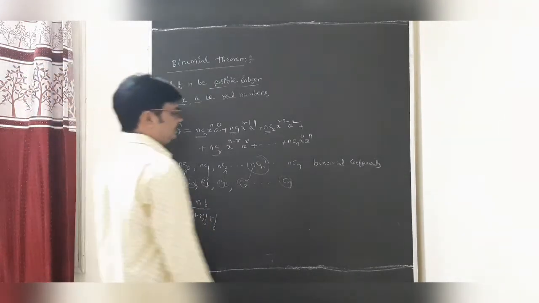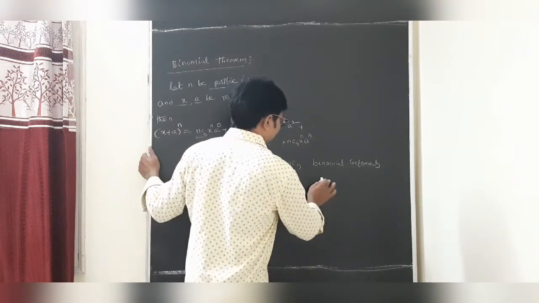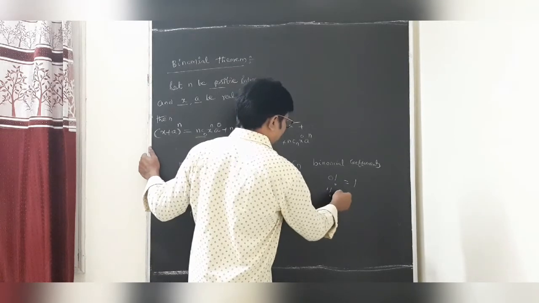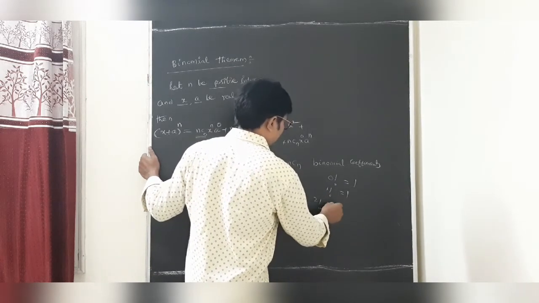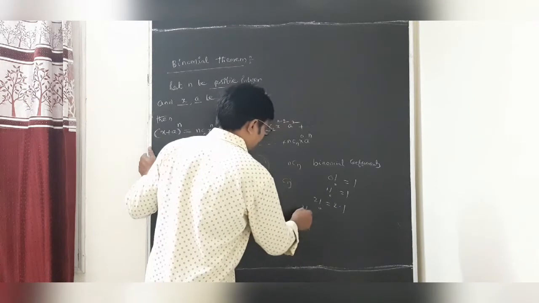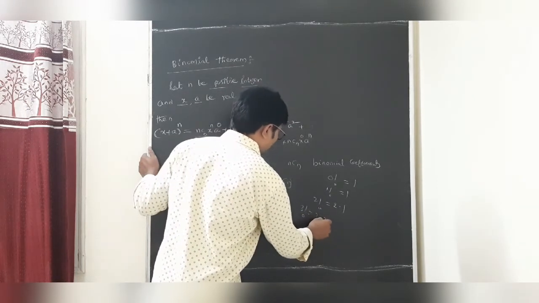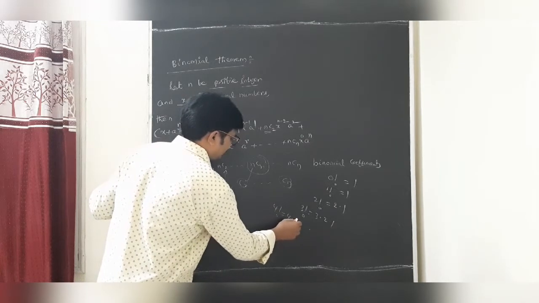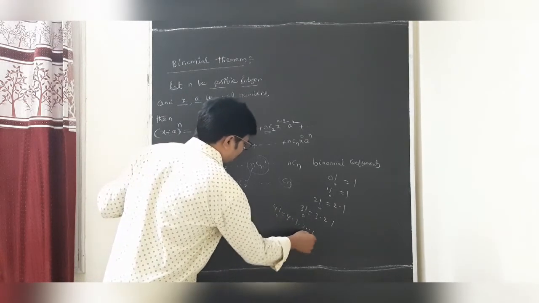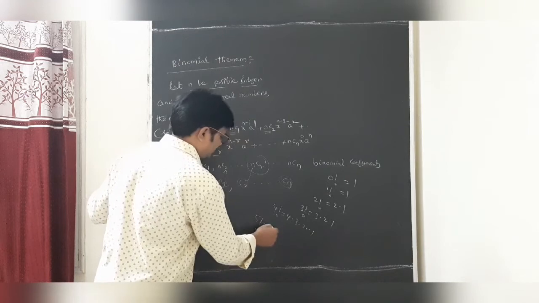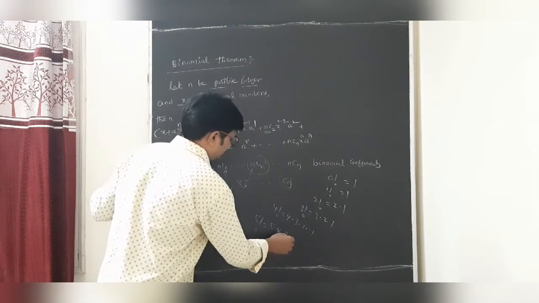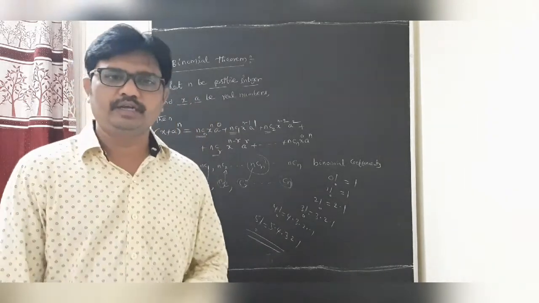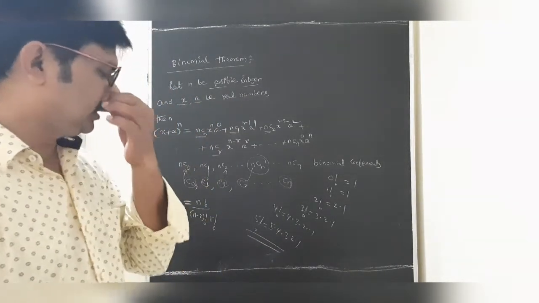So students, factorial: 0 factorial we write as 1. 1 factorial is also 1. 2 factorial is 2 into 1. 3 factorial is 3 into 2 into 1. Similarly, 4 factorial is 4 into 3 into 2 into 1. What is 5 factorial? 5, 4, 3, 2, 1. This is the factorial. Both 0 factorial and 1 factorial are 1.